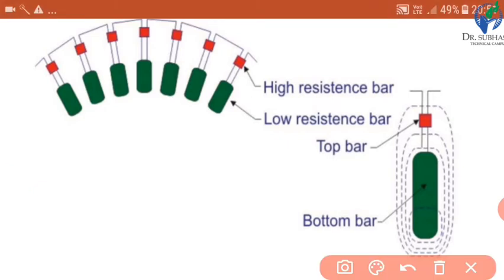Here also we can see this. The red dots are nothing but the high resistance bars, and the green ones are the low resistance bars. So the top bar is for high resistance and the bottom bar is for low resistance. The same thing we have seen already.